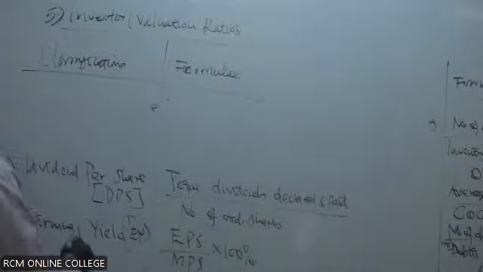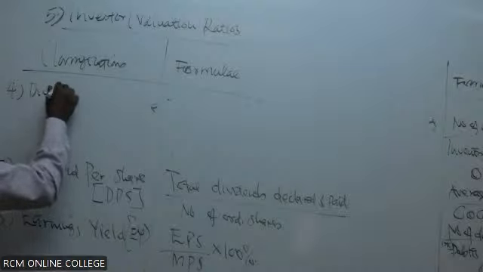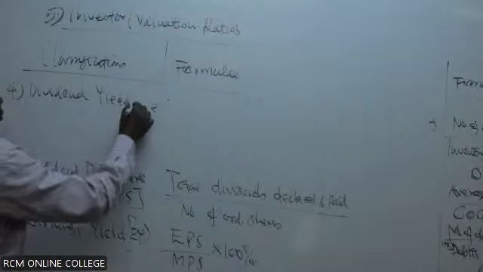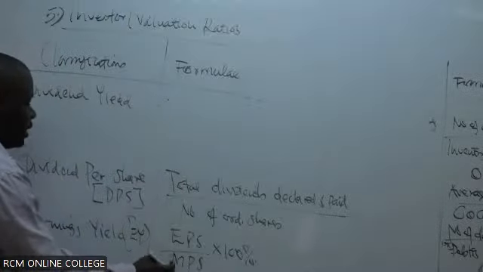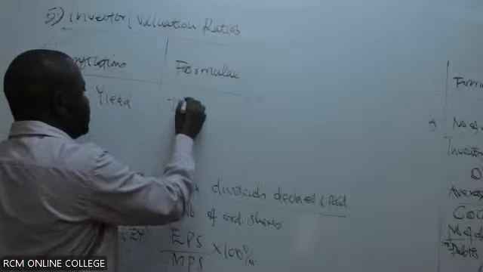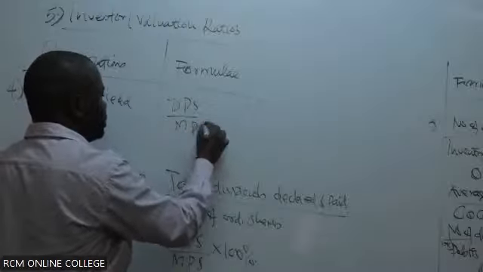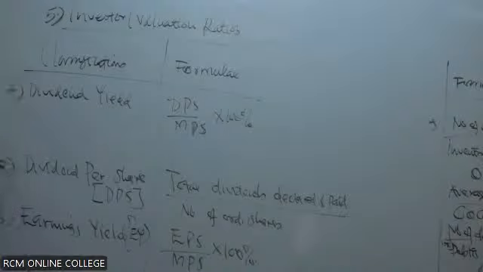So in this case, you have number 4, the dividend yield. For the dividend yield, you take DPS over MPS. It will actually be dividend per share over MPS, market price per share. You multiply by 100%. So that is the dividend yield.